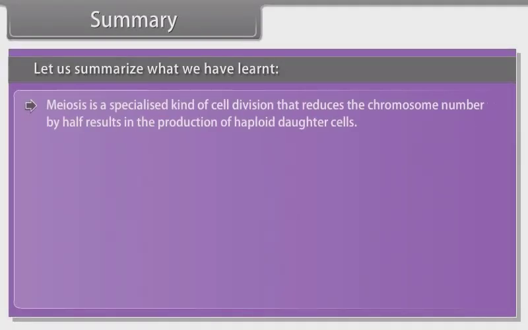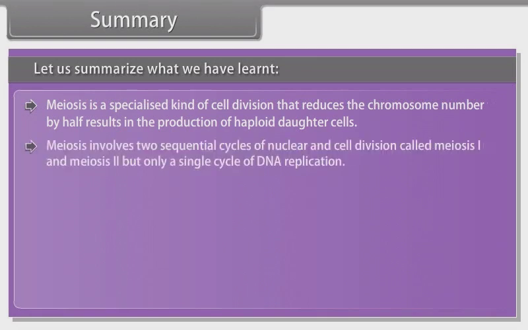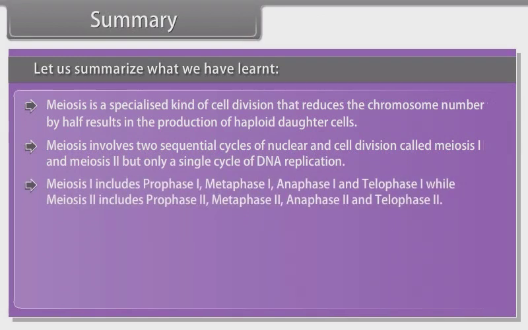Meiosis is a specialized kind of cell division that reduces the chromosome number by half, and results in the production of haploid daughter cells. Meiosis involves two sequential cycles of nuclear and cell division called meiosis I and meiosis II, but only a single cycle of DNA replication. Meiosis I includes prophase I, metaphase I, anaphase I, and telophase I, while meiosis II includes prophase II, metaphase II, anaphase II, and telophase II.